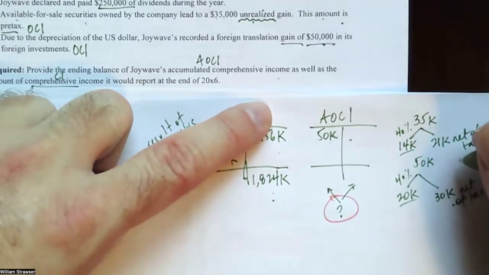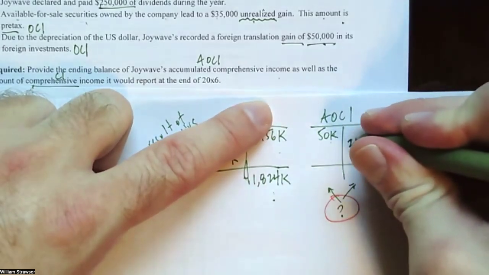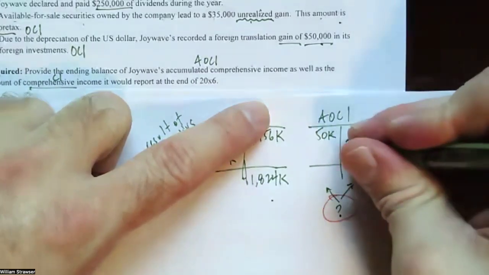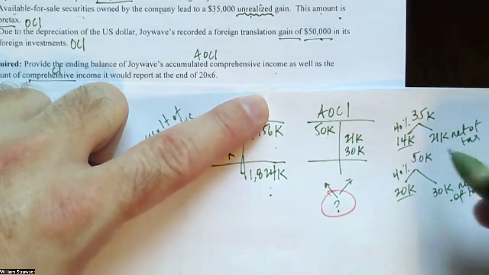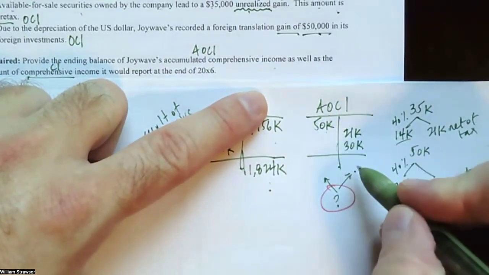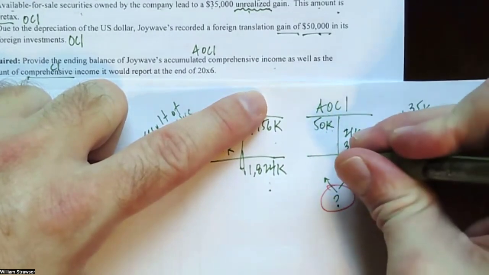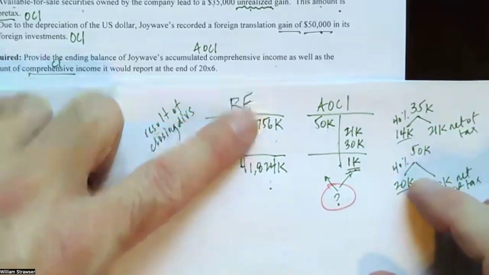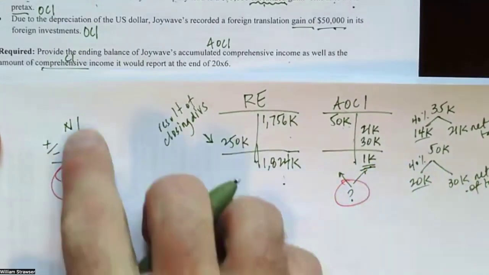These are both gains. When they get closed into AOCI, they would be closed in as credits. Think about gains being credits and ultimately crediting my AOCI account. Together, then, they reverse the debit credit balance. It goes from a debit balance of 50 up to a credit balance of 1,000. All right, that's the AOCI ending balance.